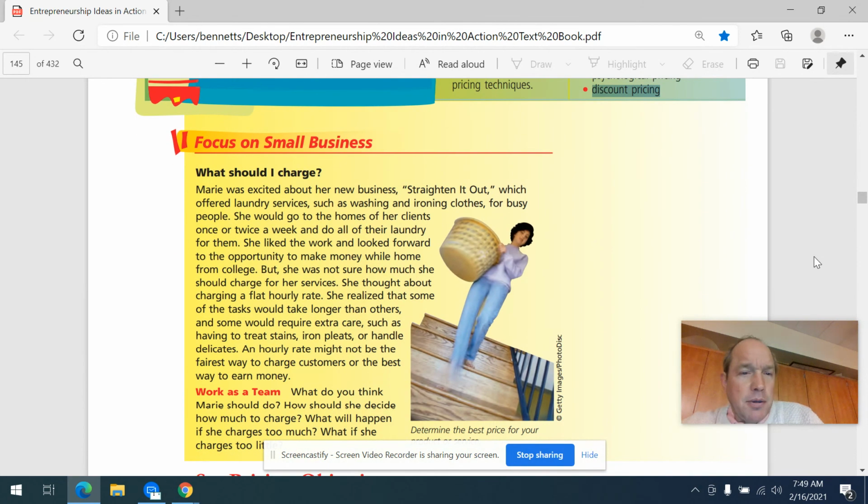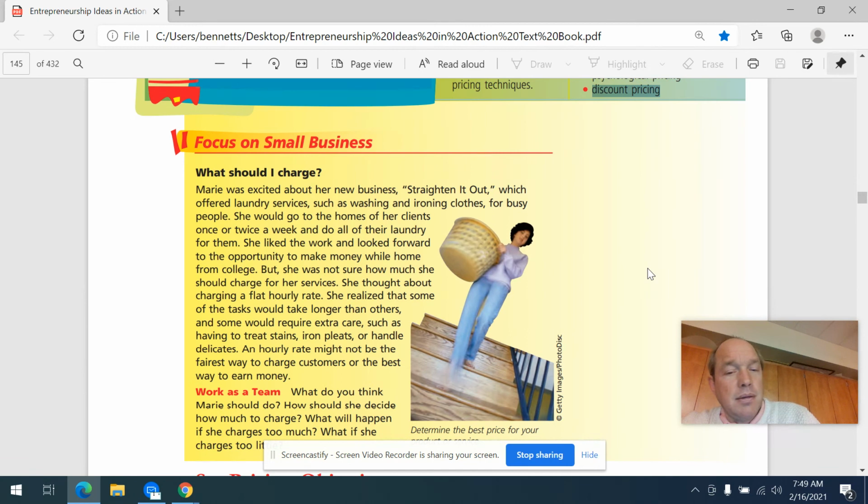The mini case study focusing on small business: what should I charge? Marie was excited about her new business called Straighten It Out, which offered laundry services such as washing and ironing clothes for busy people. She would go to the homes of her clients once or twice a week and do all their laundry for them. She liked the work and looked forward to the opportunity to make money while home from college. She was not sure how much she should charge for her services.